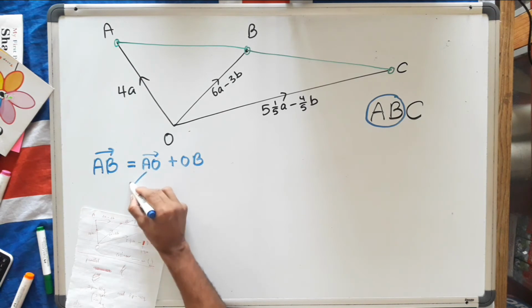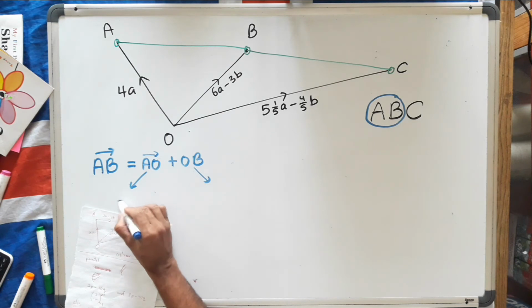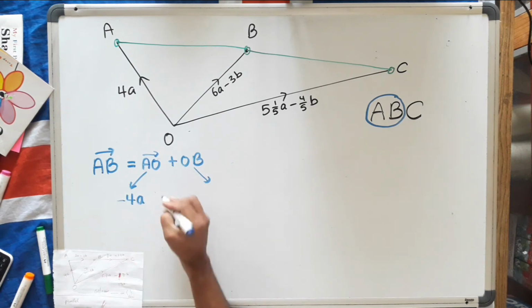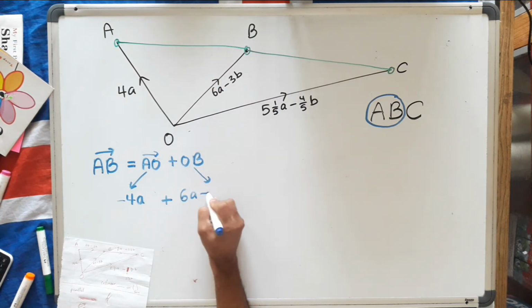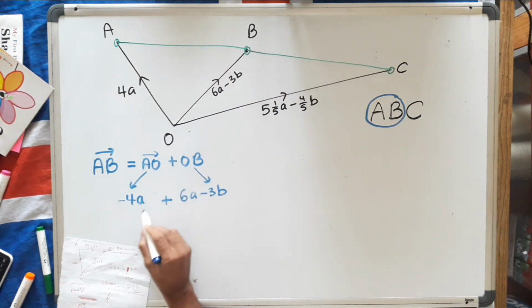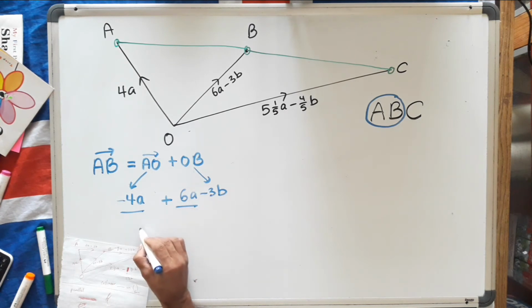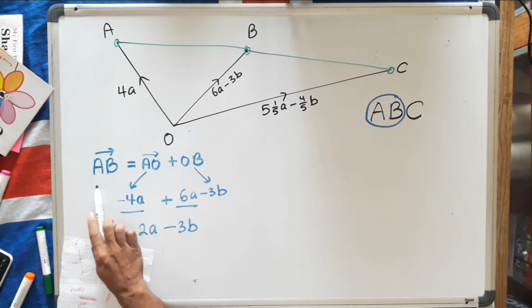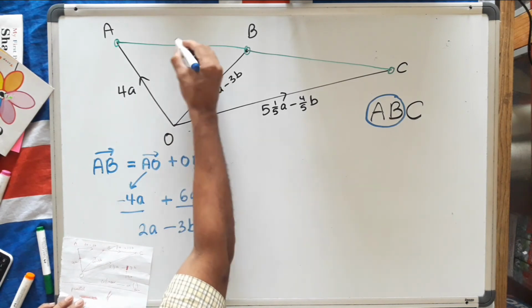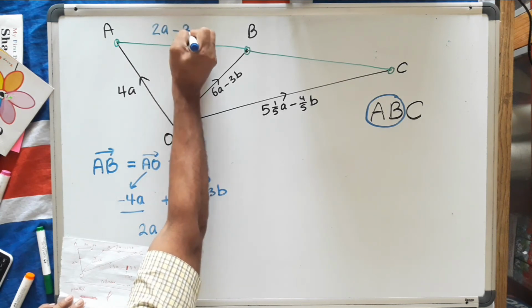Remember, when you're walking against the arrow, you change the signs. A to O, I'm going against the arrow, so that's minus 4A. And OB is with the arrow, so I'm not going to change a thing about that. So let's add up all the A's. Minus 4A plus 6A is positive 2A, and then you have a minus 3B. So the value of AB is 2A minus 3B. So let's put down that. AB is 2A minus 3B.